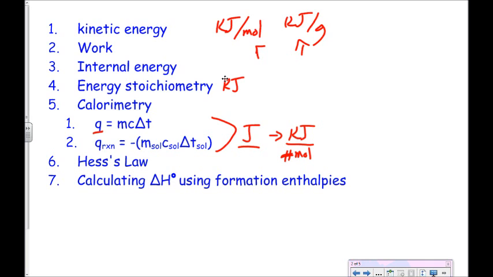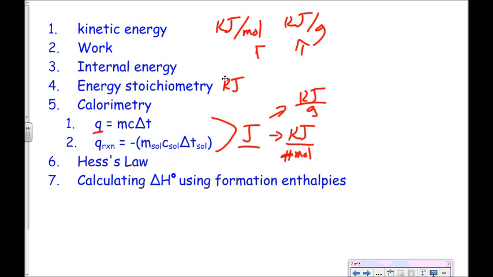And then if they're asking for kilojoules per gram, same thing. First, you have to change your joules to kilojoules and then find out the mass of the substance that was involved in the reaction and just put that down on the bottom. And that will give you kilojoules per gram. So pay attention to what type of unit they want in a number of these energy type problems.